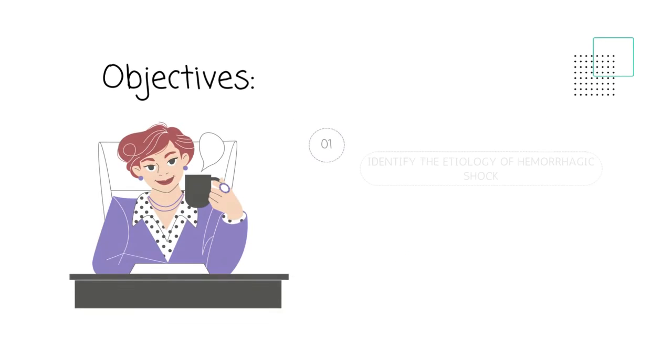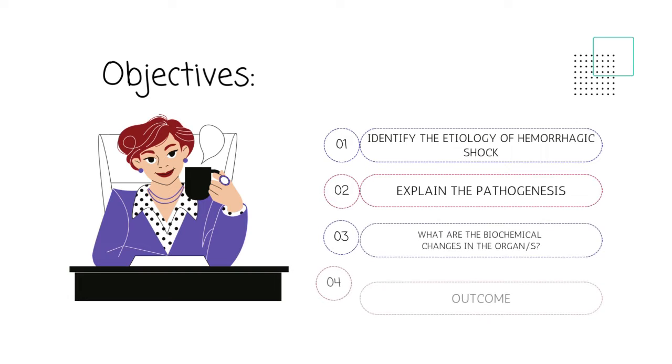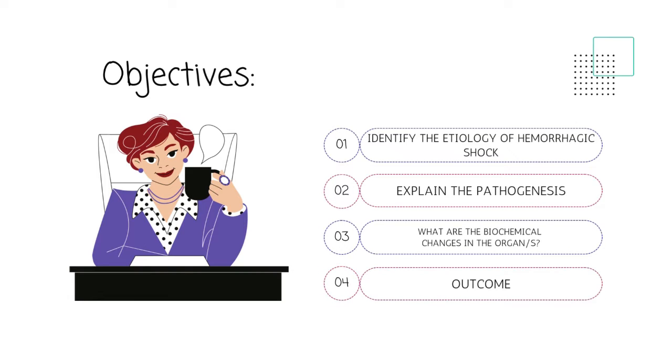The objectives of this presentation are: number 1, identify the etiology of hemorrhagic shock. Number 2, explain the pathogenesis of hemorrhagic shock. Number 3, answer the question, what are the biochemical changes in the organ? Number 4, the outcome of hemorrhagic shock.